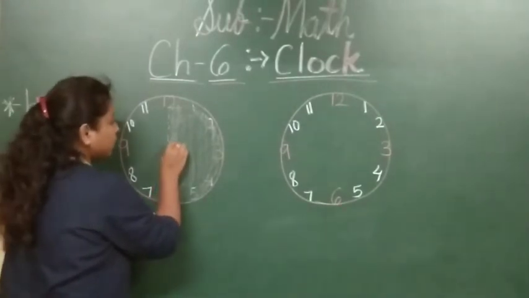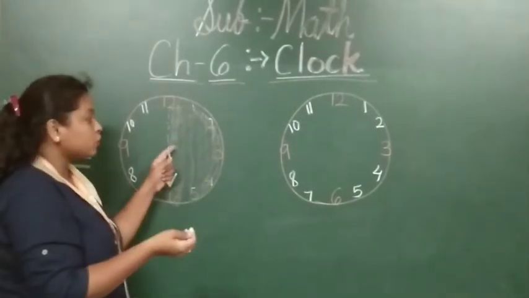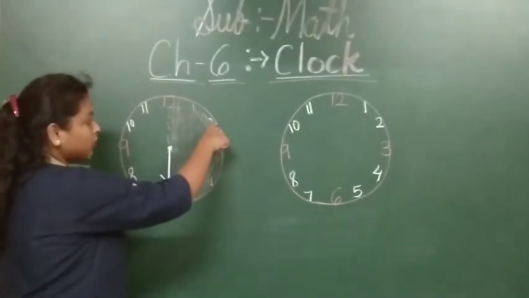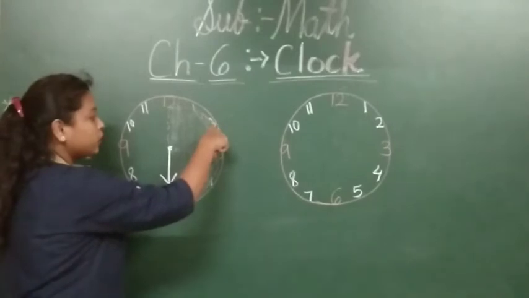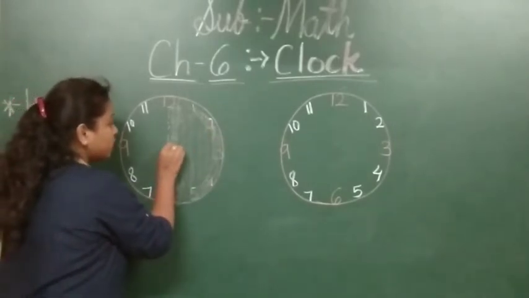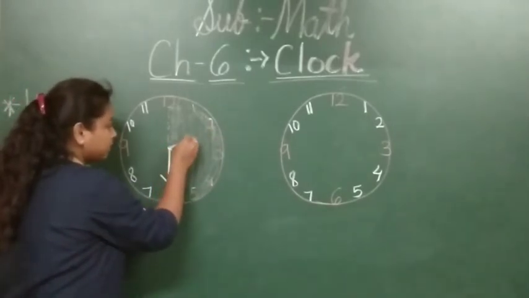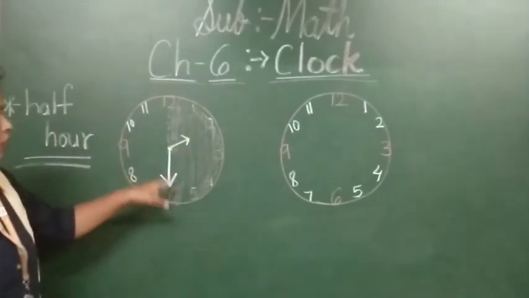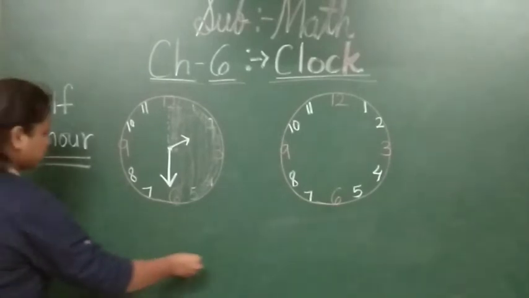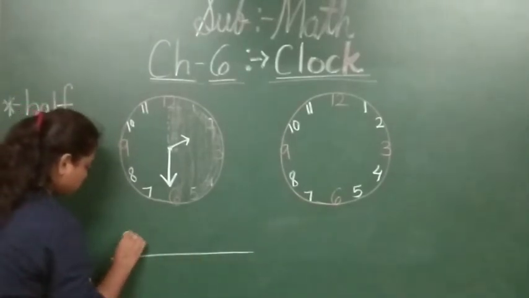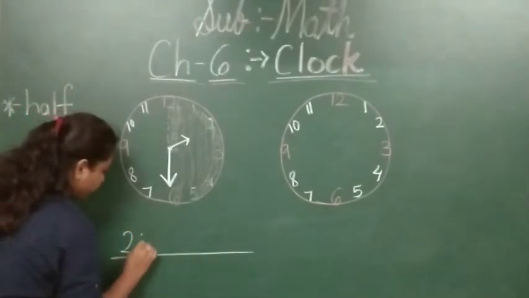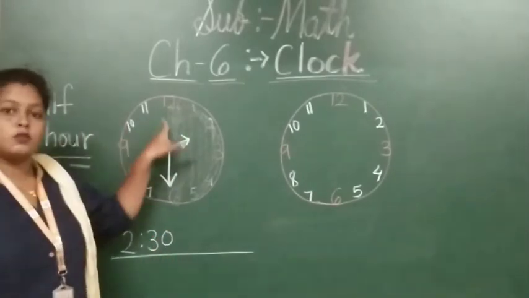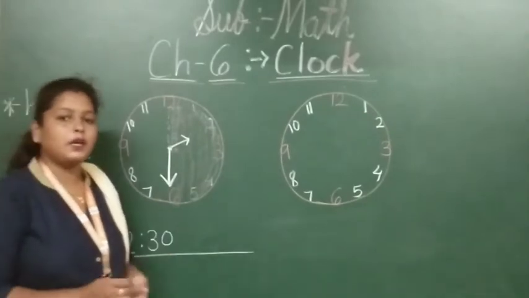So I will draw, and what you have to do, you have to draw the short hand. जब वो half hour complete करेगा, तो जब वो 2 o'clock के बाद complete होगा, तो you have to show the short hand in between 2 and 3 only. So make sure that your hour hand is in between 2 and 3. So this kind of time will form, that is 2:30. यानी 2 complete हो गए, उसके बाद 30 minutes वहाँ पे form हुए.